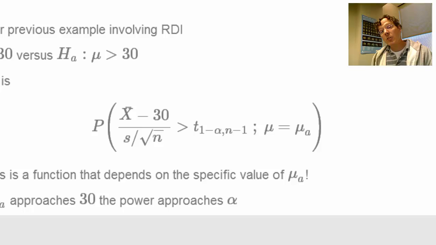Now imagine instead if our true alternative mean was 30.00001. Then we wouldn't have a lot of power to detect that because it's quite close to the null value. We're going to have lower power. So this power is a function that depends on the mean under the alternative hypothesis. If we plug in values close to 30, it's going to look a lot like our type 1 error rate. And if we plug in values way away from 30, it should get bigger and bigger to the point where it's nearly 100% if it's far enough away from 30.